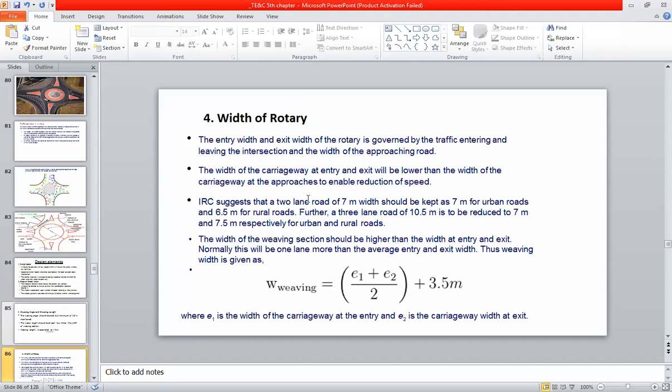Then we discuss width of rotary. In this, the width of the weaving section is calculated by a formula: W is equal to (E1 plus E2) divided by 2 plus 3.5. So it gives us the weaving width for the rotary. E1 and E2 are nothing but E1 is the width of carriageway at the entry, while E2 is the width of carriageway at the exit.